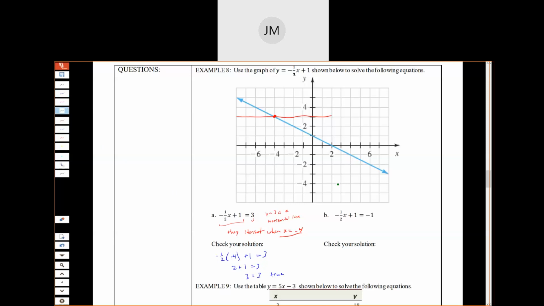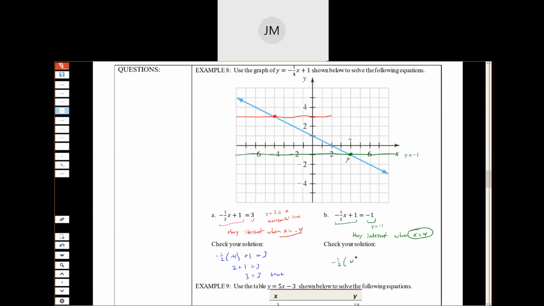All right, what about this one? I can graph y equals negative 1. I already have this graph. Okay, y equals negative 1 is this horizontal line. And I can see, all right, they intersect right here, and that's going to be when x is 4. So that's my solution.